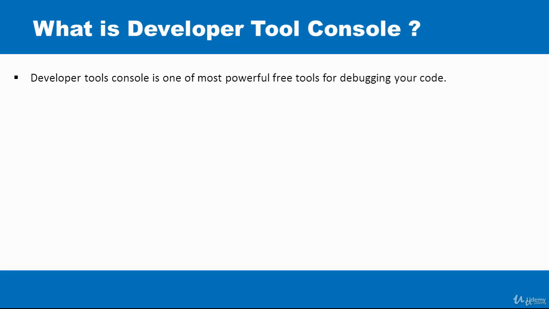Debugging basically is a process of trying to find errors that have occurred in your web-based applications. So when there's an error in your code, it's usually referred to as a bug. And the process of trying to detect and fix it is referred to as debugging.